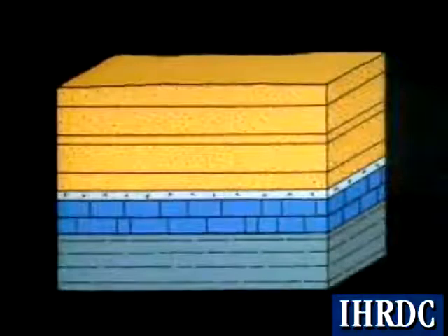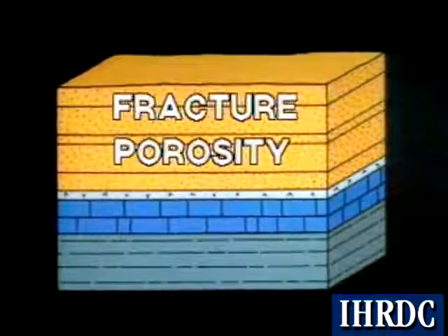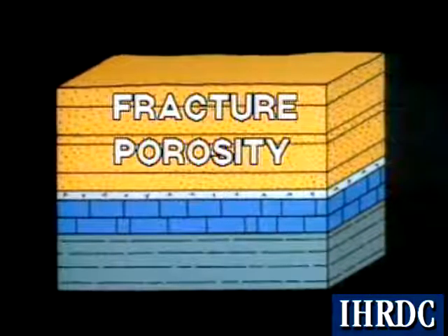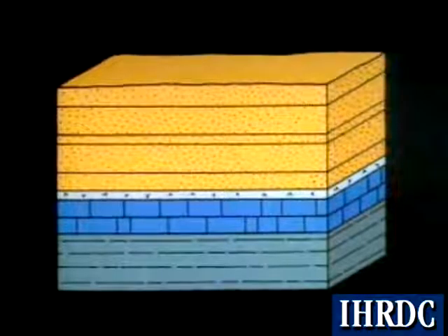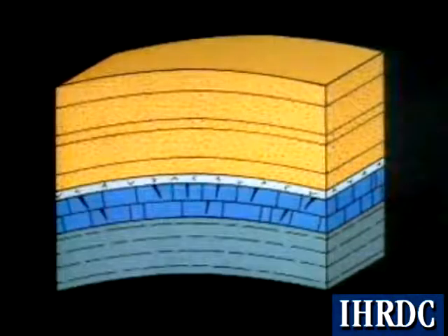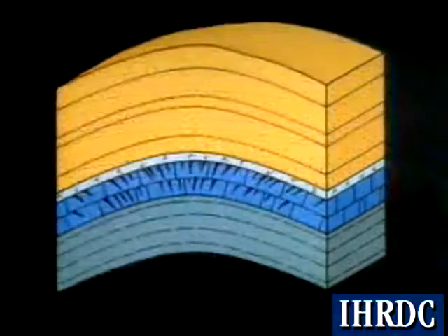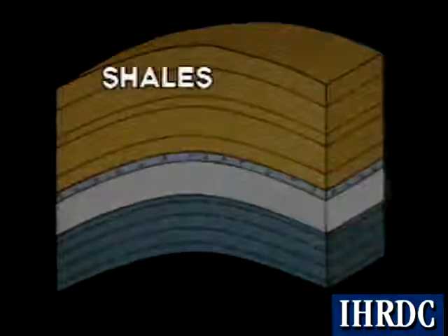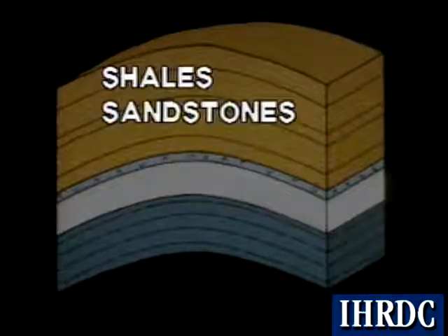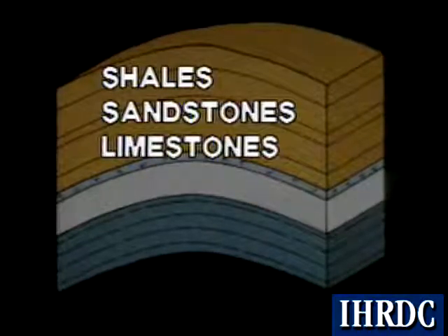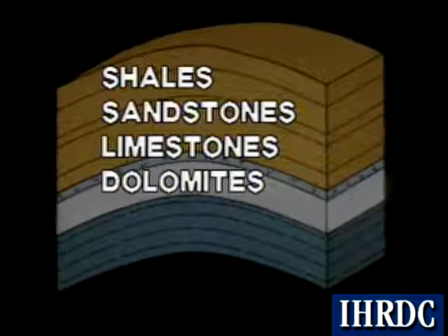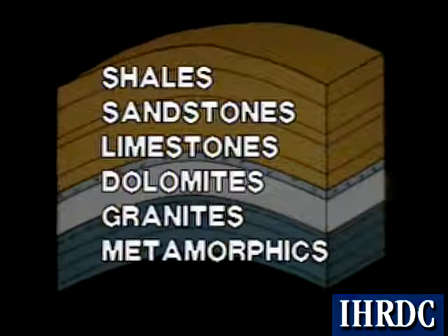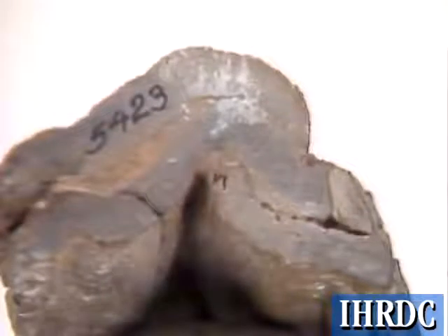The last important type of secondary porosity is fracture porosity. Fractured reservoirs can occur in any brittle rock that breaks by fracturing rather than deforming plastically. Thus, there are fractured reservoirs in shales, hard cemented quartzitic sandstones, limestones, dolomites, and, of course, basement rocks such as granites and metamorphics. Here is a rock sample showing fracture porosity.